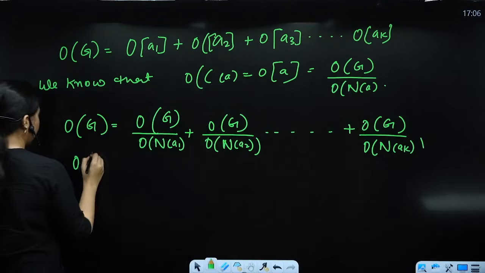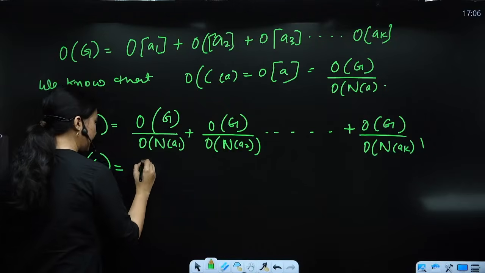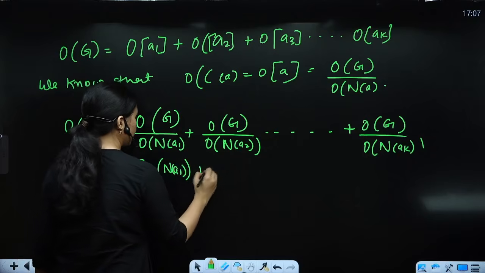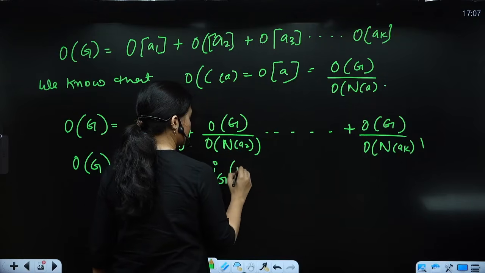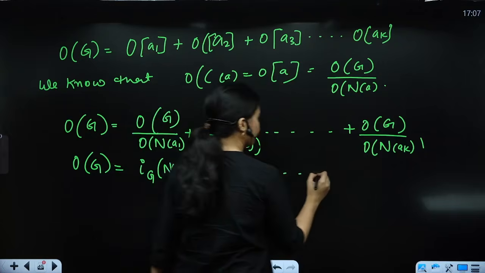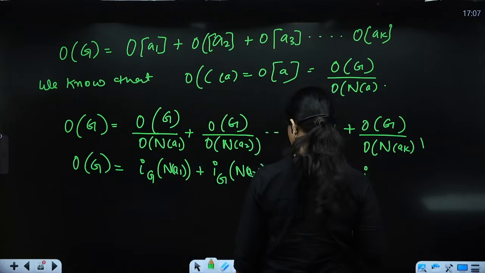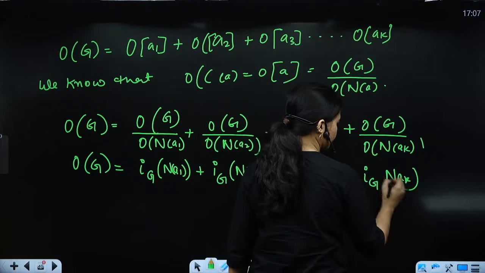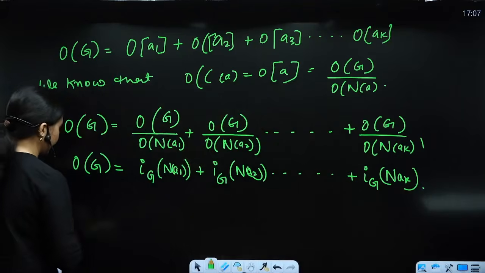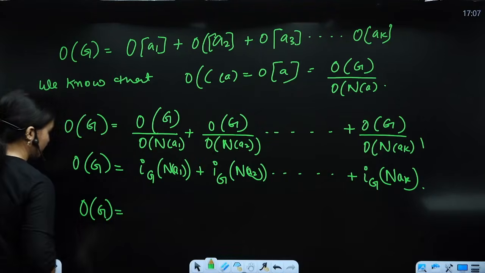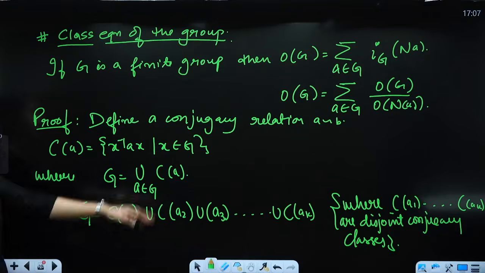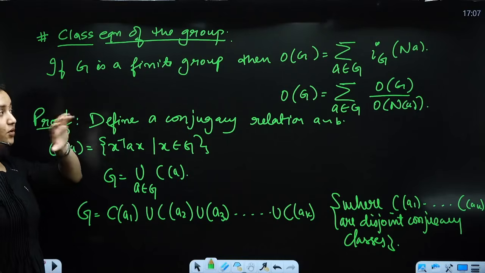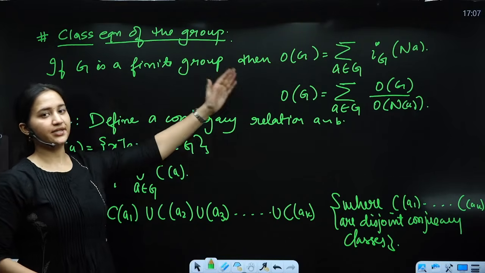Now order of G upon order of NA can again be written as the index of NA1 in G, plus the index of NA2 in G, till the index of NAK in G, right? In short, I can write what I wanted to prove initially, that order of G equals the summation of the indexes of the cosets generated by NA.